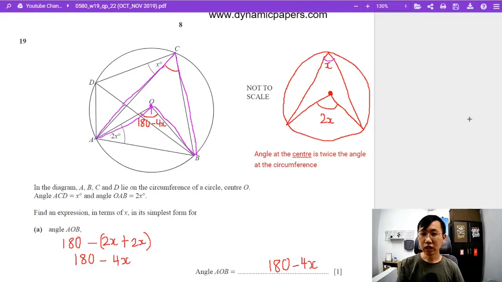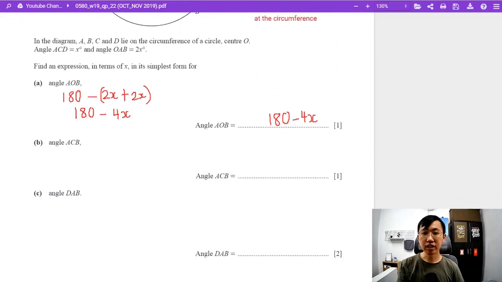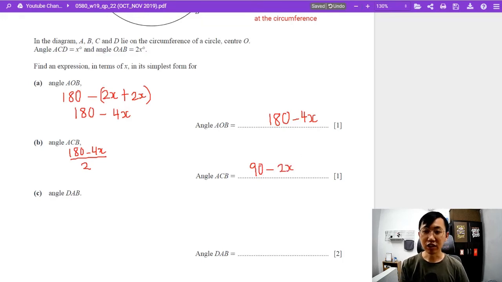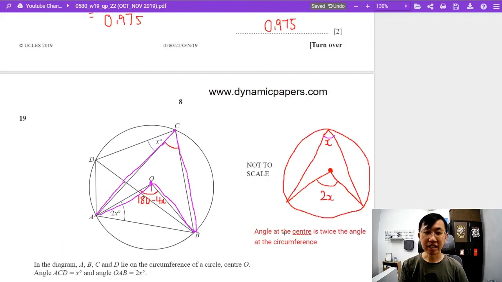Let's do that right now. 180 minus 4x divided by 2. Don't forget that it actually applies to both of them. 180 divided by 2 will be 90, minus, copy back, 4x divided by 2, that will be 2x. And that is how you actually get this answer right here. You need to use this theorem: angle at the center is twice the angle at the circumference. Okay, so that is question 19b.